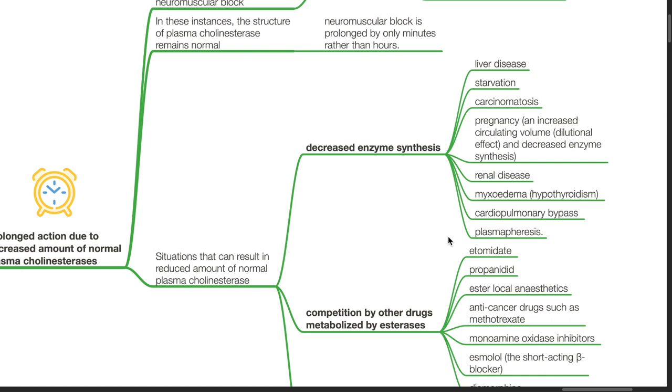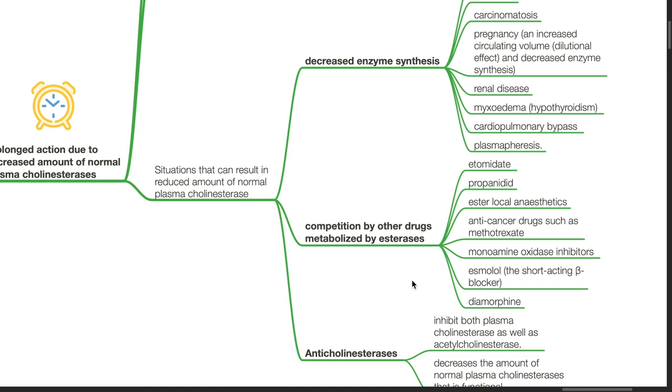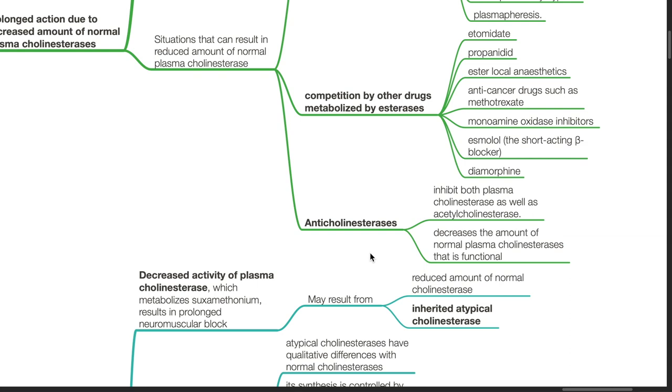Competition by other drugs metabolized by esterases, such as etomidate, propanidid, ester local anesthetics, anti-cancer drugs such as methotrexate, monoamine oxidase inhibitors, esmolol, and diamorphine. Anticholinesterases inhibit both plasma cholinesterase as well as acetylcholinesterase, and this decreases the amount of normal functional plasma cholinesterase.